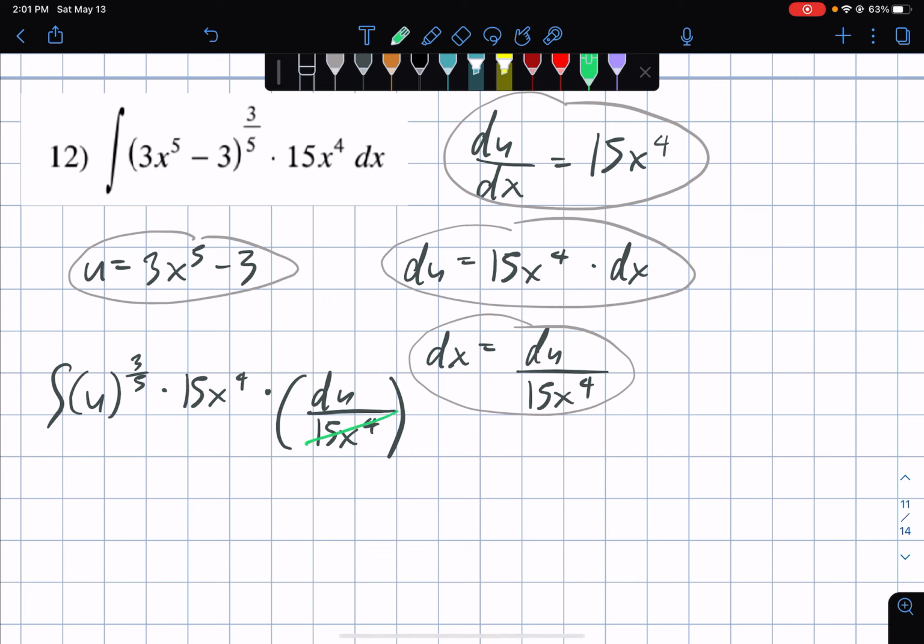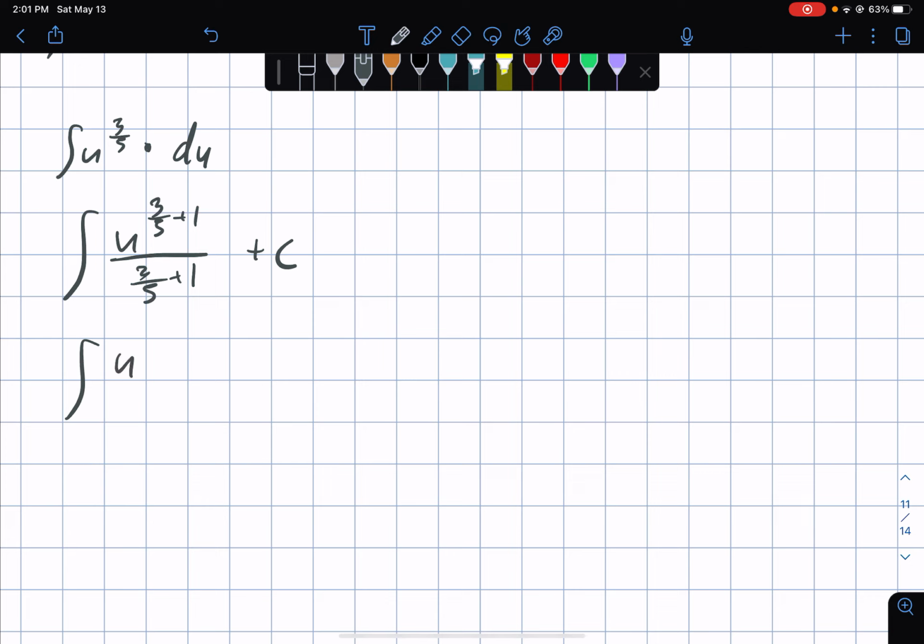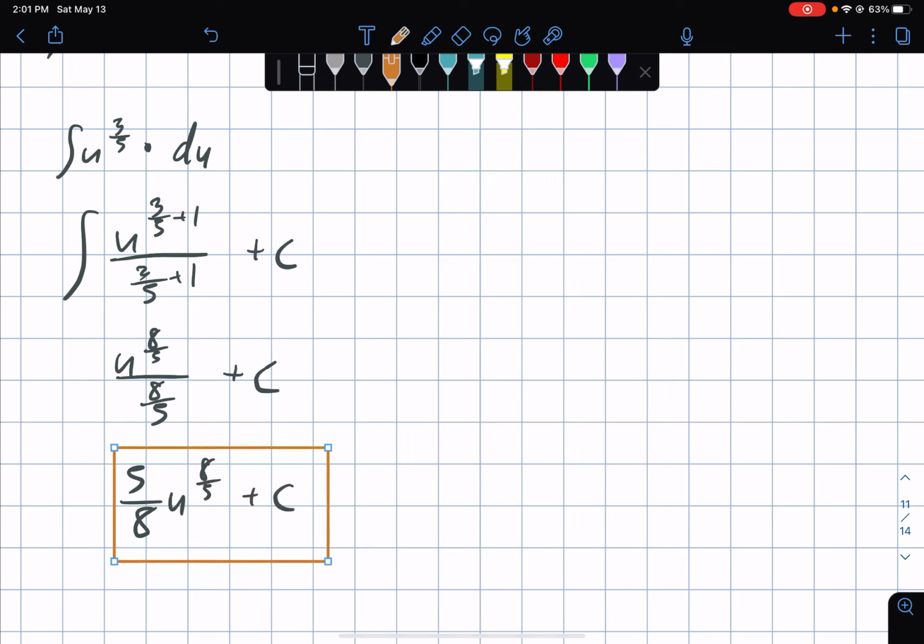Okay, we can cancel. And we end up with something like this. We apply the power rule: u raised to 3 over 5 plus 1, over 3 over 5 plus 1. And then we say plus c. And then to further simplify, 3 over 5 plus 1 is basically 3 over 5 plus 5 over 5. That's 8 over 5, and over 8 over 5 again. And then simplify, that's going to be 5 over 8 u raised to 8 over 5, and then plus c. And this is the final answer.